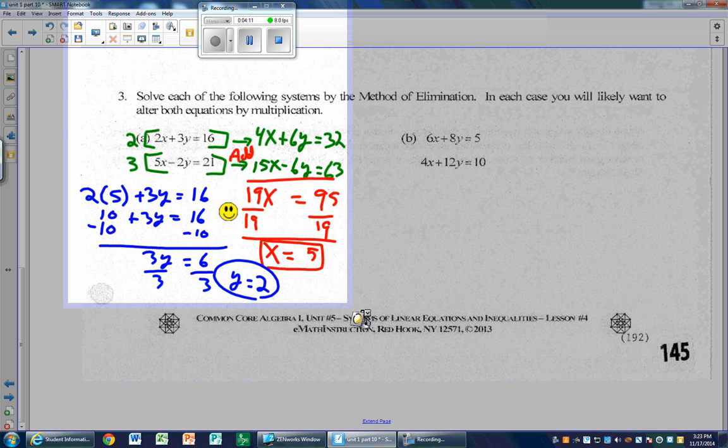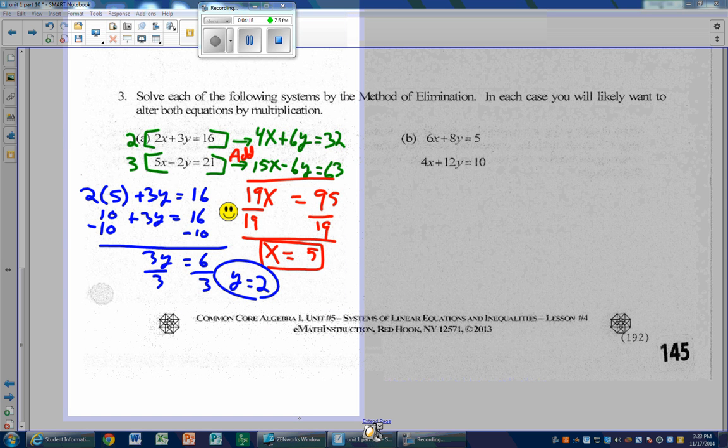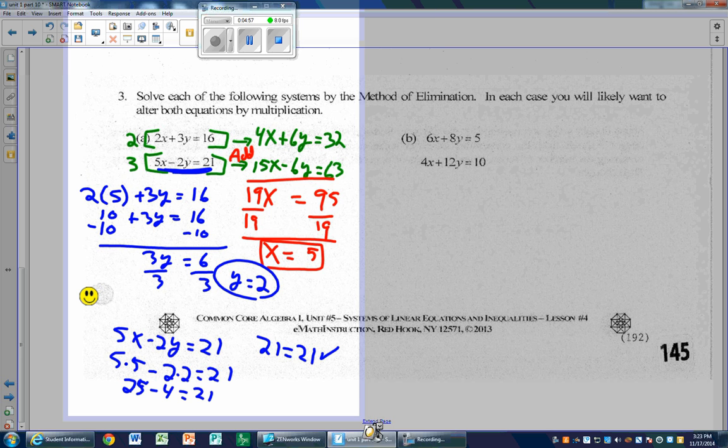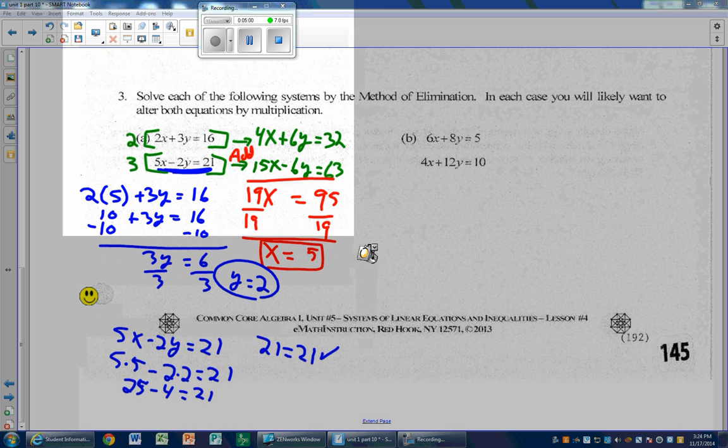Now you're saying, I want to check. Take the other equation. I'm going to take this second equation here. 5x minus 2y equals 21. Substitute in 5 for x, so it's 5 times 5 minus 2 for y, so it's 2 times 2 equals 21. Is 25 minus 4 21? Yes, 21 equals 21. It checks.